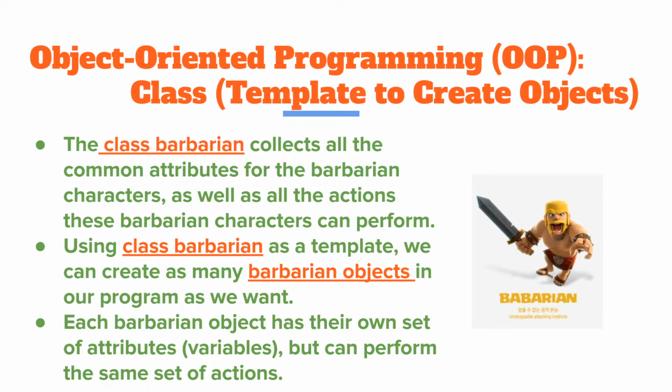So we can see that the class Barbarian collects all the common attributes for the characters, as well as the common actions that these barbarian characters can perform. And using this class Barbarian as a template for every single barbarian that we're going to create, we can create as many barbarian objects as we want in our program. Each barbarian object is going to have their own set of attributes, and they can all perform the same set of actions.